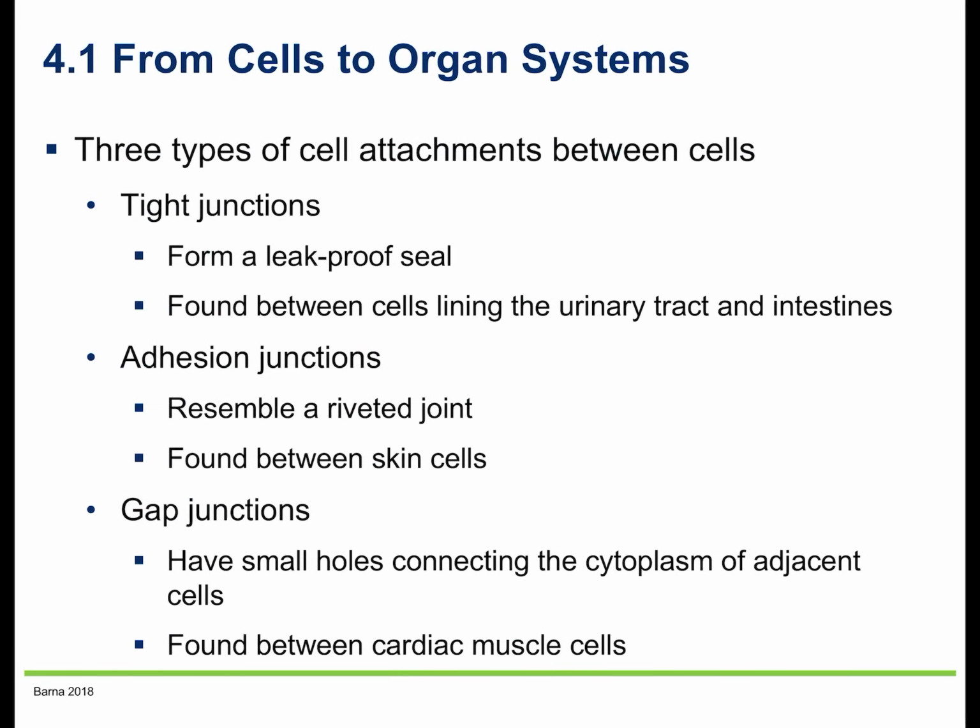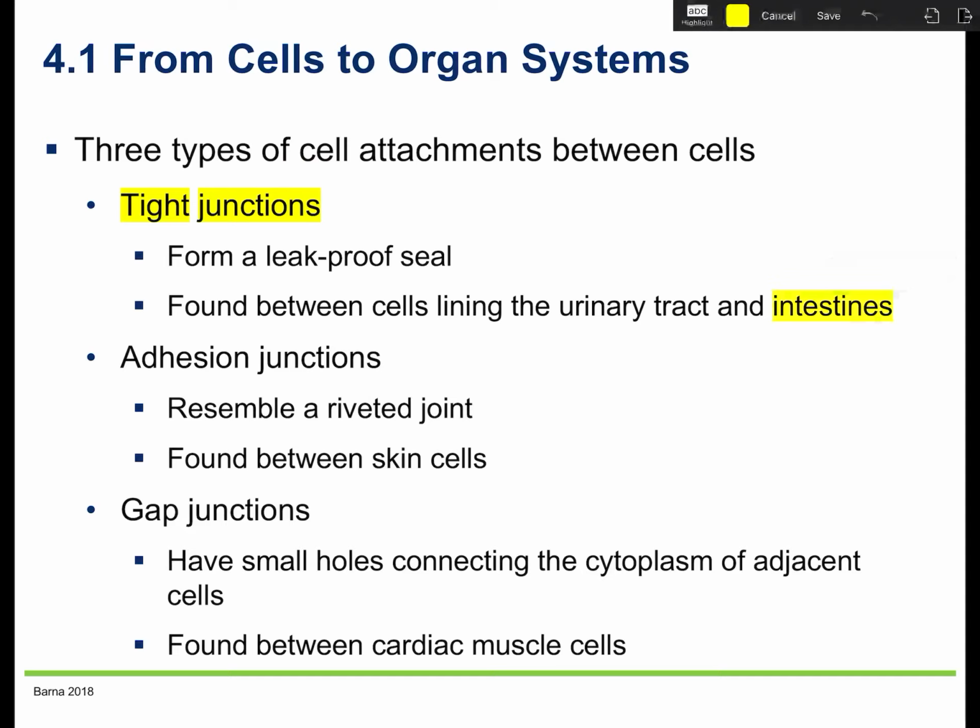All right, now cells can be connected to other cells via junctions. There's 3 types of junctions. You have what's called tight junctions. These are a leak-proof seal. The intestines, like the stomach. I had mentioned earlier when we were talking about pH that the pH of the stomach is like a 1 to 3. You don't want any of that stomach fluid leaking out into outer surrounding tissues. That could be very dangerous. So the stomach has tight junctions.